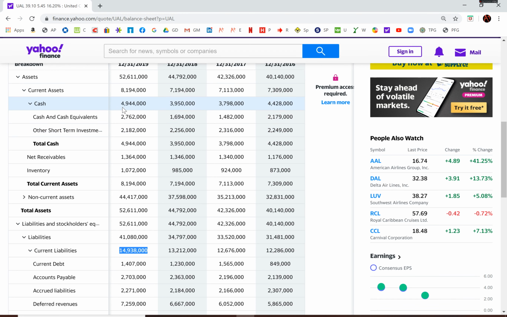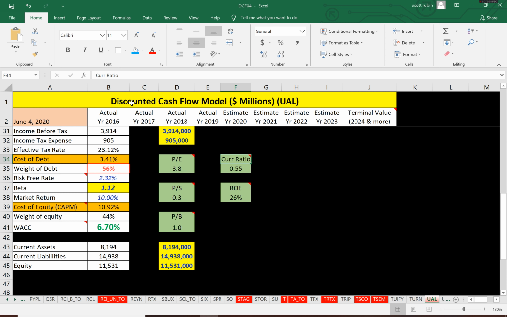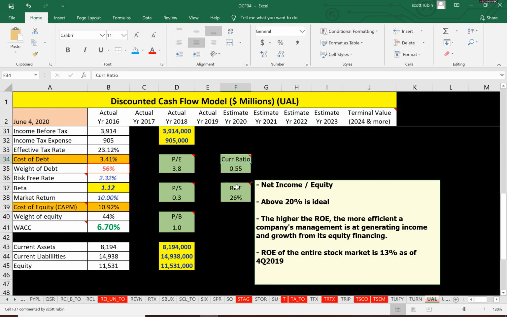They only have, a little more than half is cash, and then some investments. And they have a little bit of inventory and receivables. But obviously the cash and the short-term investments are the most beneficial. So not a good sign. That's a pretty bad sign, actually.